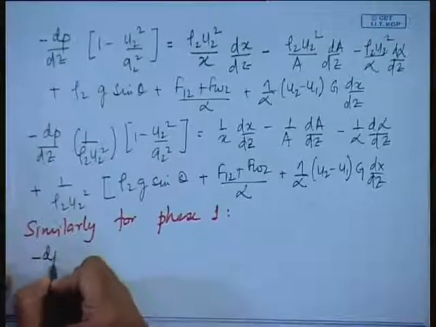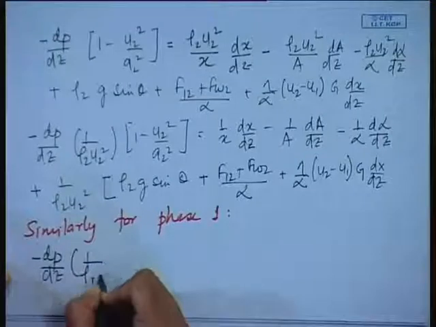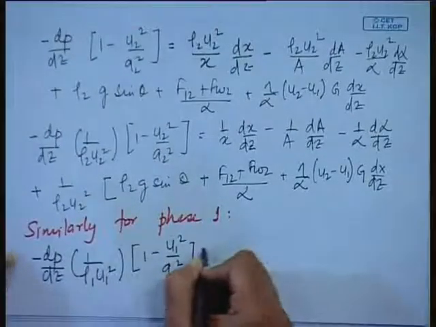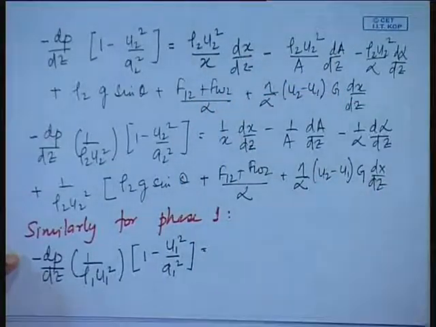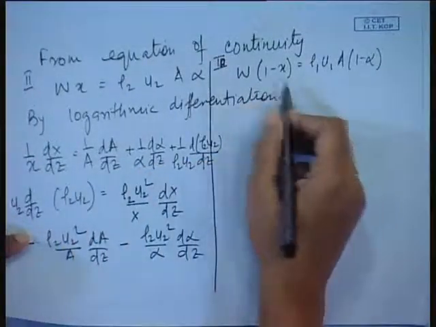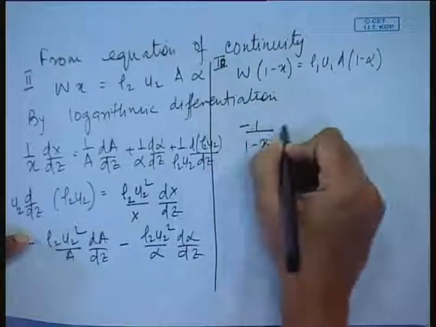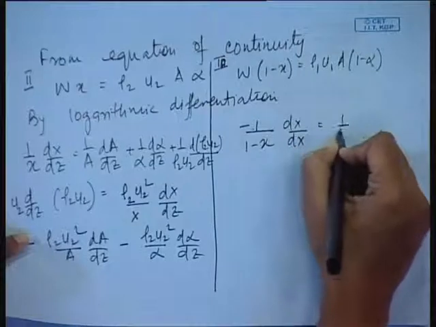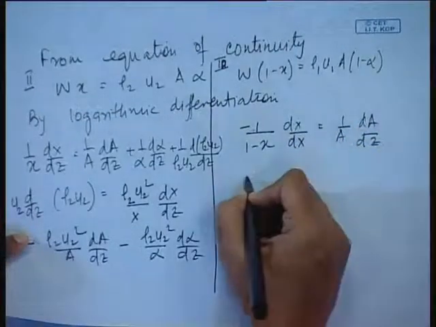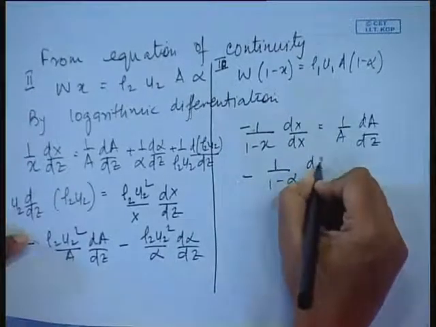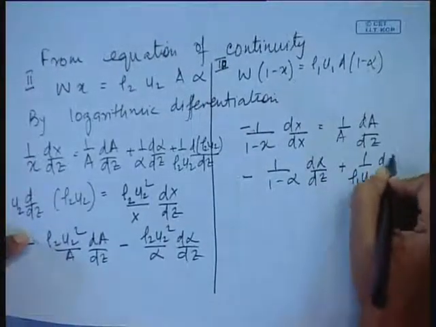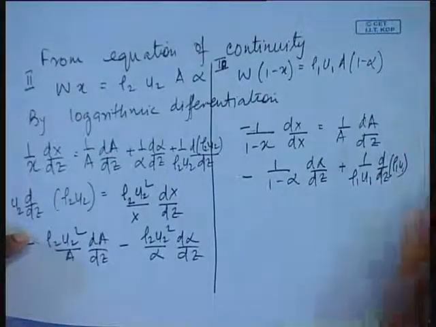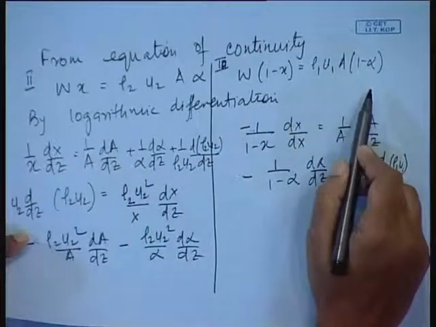Same thing we get: minus dp dz, 1 by rho 1 u 1 square, 1 minus u 1 square by a 1. Now, in this particular case, it was 1 by 1 minus x, so therefore it is minus dx dz, is not it? Here, if we write it down, this is going to be 1 by 1 minus x minus dx dz. This will be 1 by a dA dz, again minus 1 by 1 minus alpha d alpha dz, if you remember. Again plus 1 by rho 1 u 1 d dz of rho 1 u 1. Remember these things? Just instead of this equation of continuity, I am taking this particular equation of continuity.